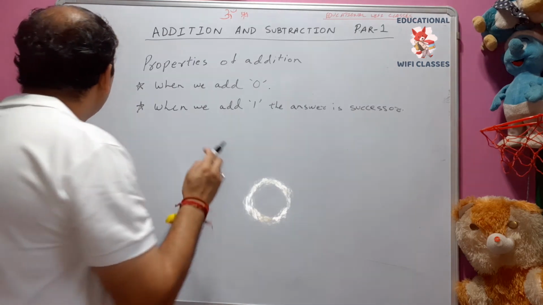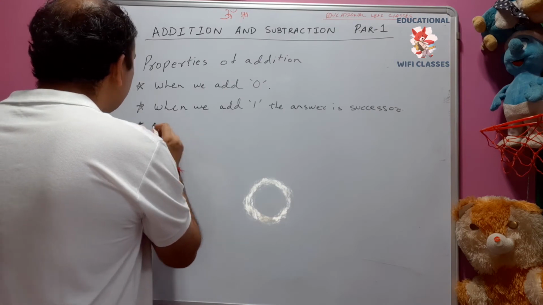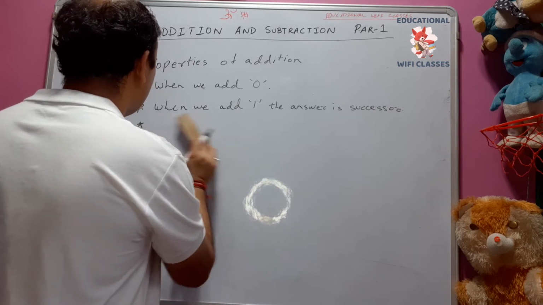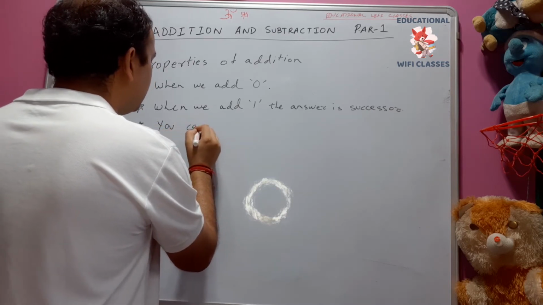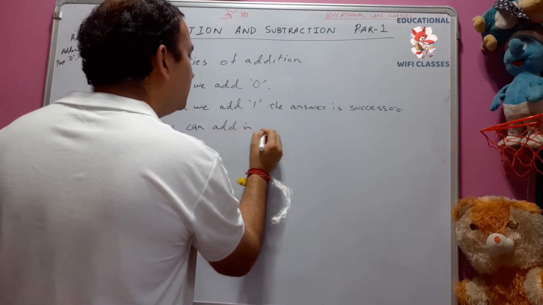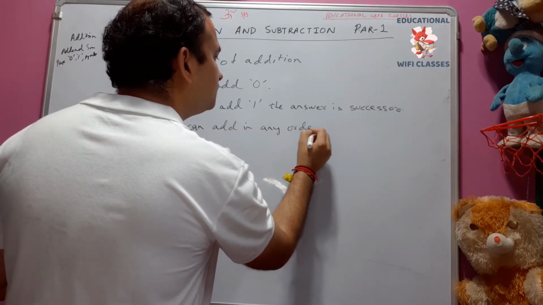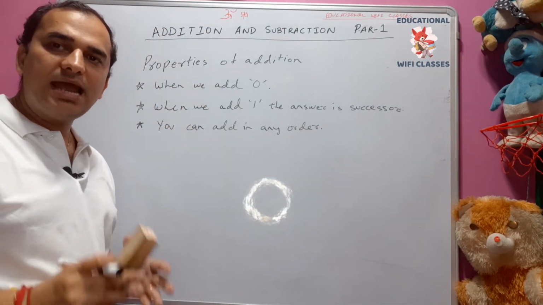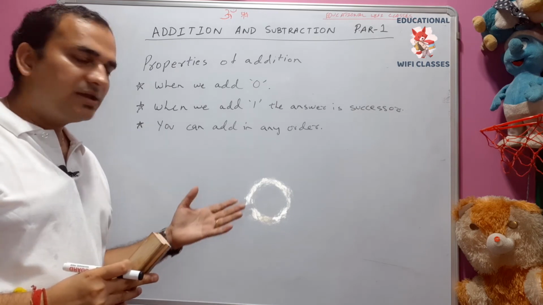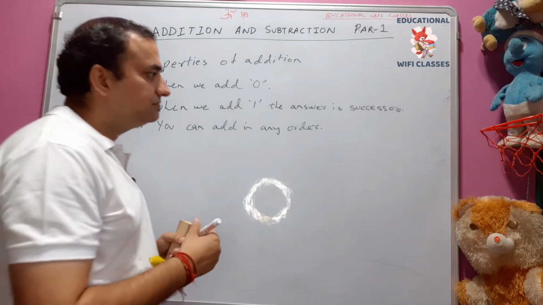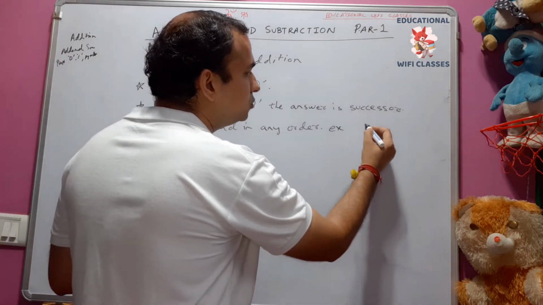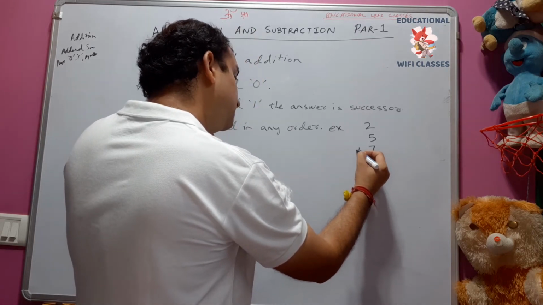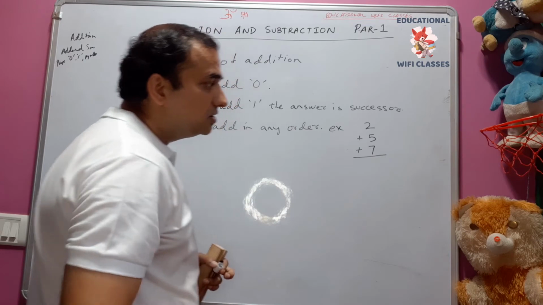Okay, and the third one is you can add in any order. This is a very important property you always have to remember. Whenever you are adding, you can add in any order. That means, for example, if you get 2 chocolates from your father, 5 from your mother, and 7 from your sister, how many chocolates did you get? You can add all.